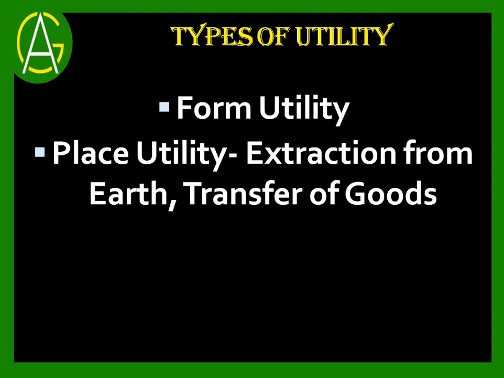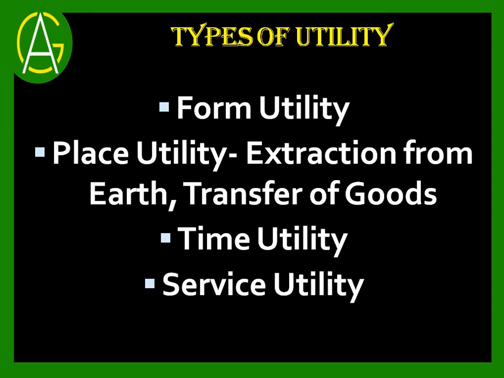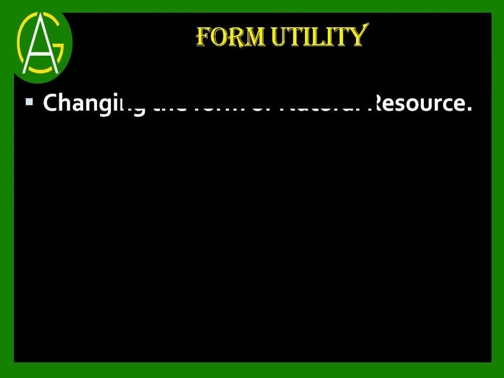So the first one is form utility, second one is place utility, third one is time utility, and fourth one is service utility. Now let us understand them one by one. The first one is form utility. Form utility is very much simple, changing the form of natural resources. When we have natural resources available, but these natural resources do not have any utility, by changing the format of that natural resource, we create or add utility into them.